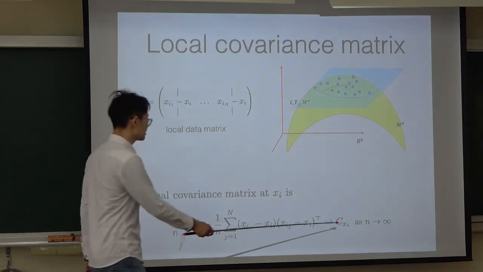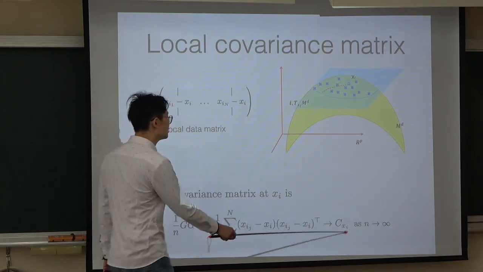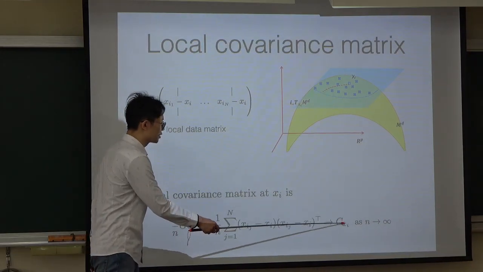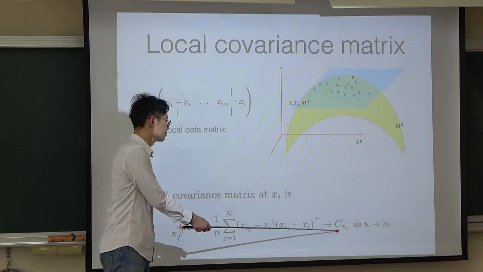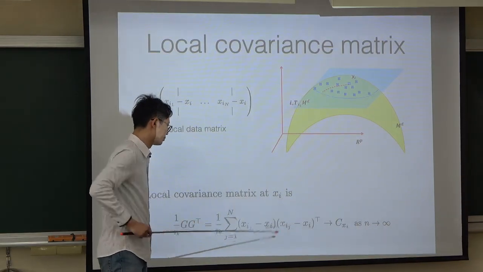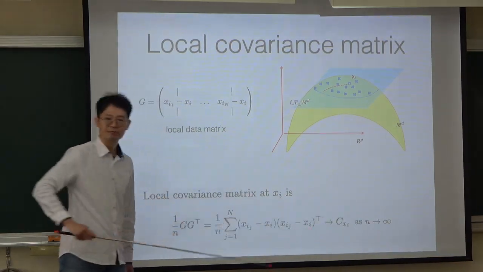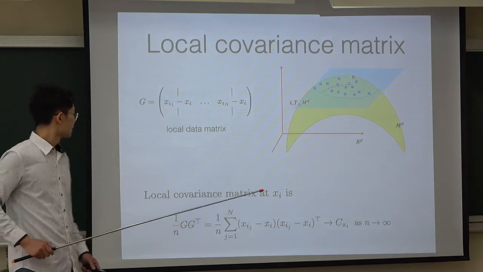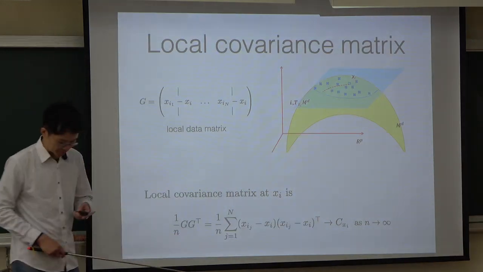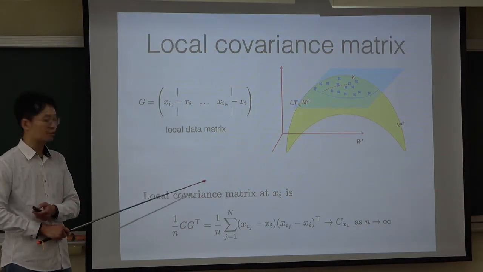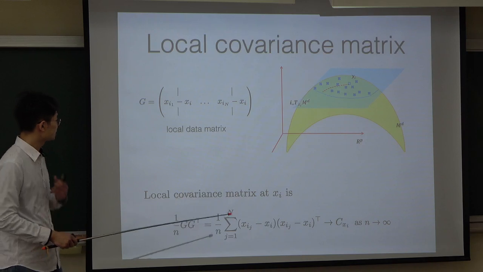Cxi can be written down in the integration form, which we saw, I think, in lecture 1, or maybe not. But anyways, we will see it in a bit. There will be some convergence when n goes to infinity, and the convergence analysis result will be shown in a bit. So this is the local covariance matrix.